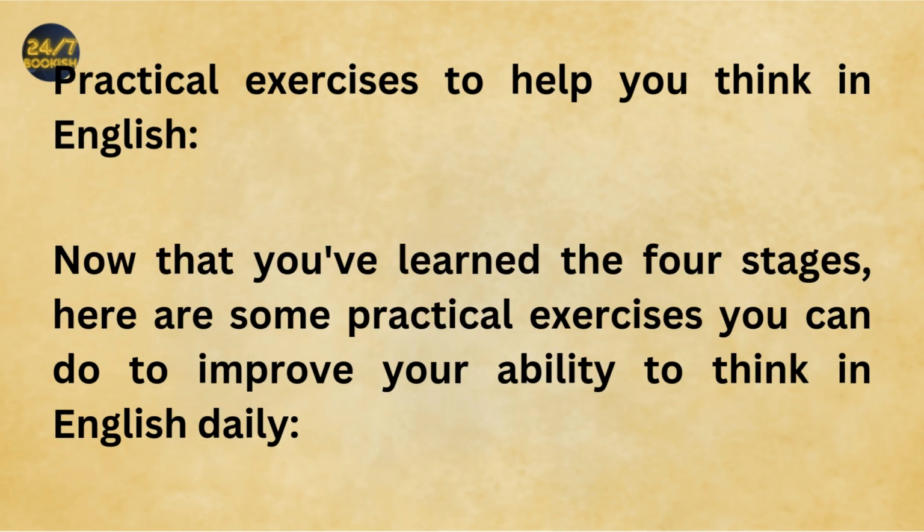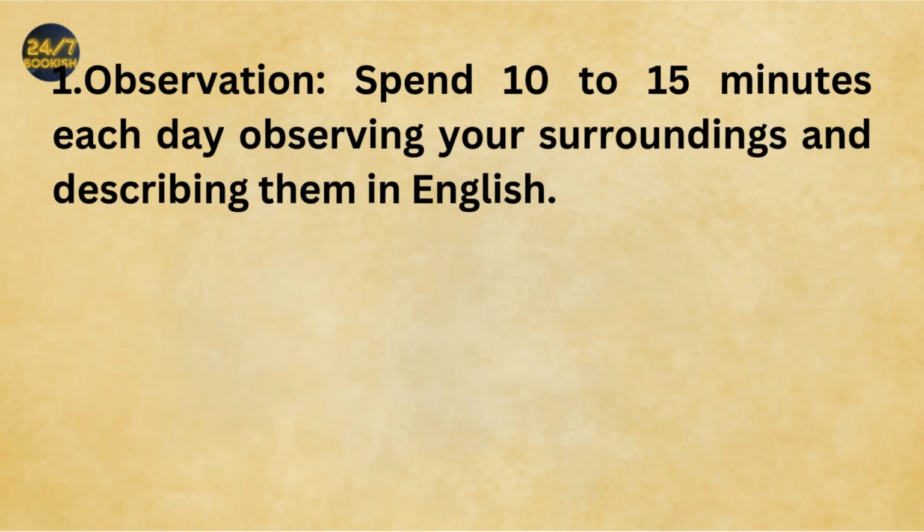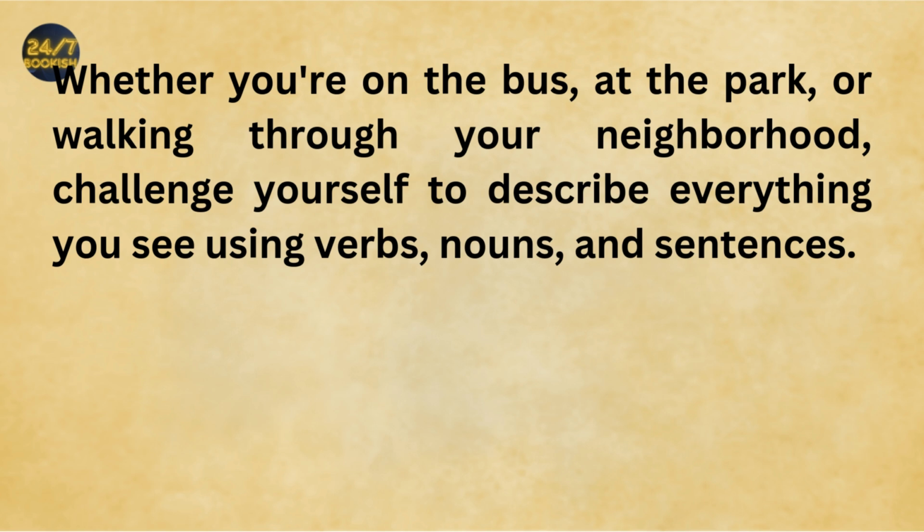Practical exercises to help you think in English. Now that you've learned the 4 stages, here are some practical exercises you can do to improve your ability to think in English daily. 1. Observation. Spend 10 to 15 minutes each day observing your surroundings and describing them in English. Whether you're on the bus, at the park, or walking through your neighborhood, challenge yourself to describe everything you see using verbs, nouns, and sentences.